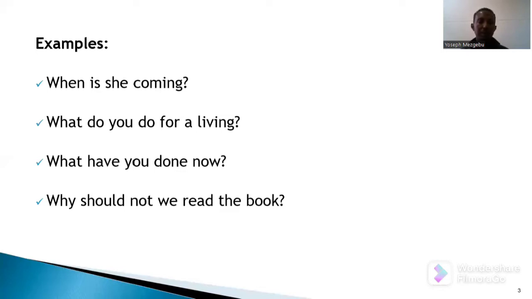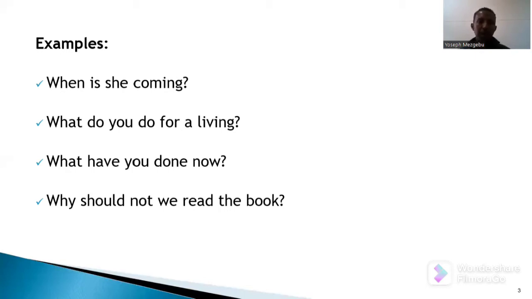For example, why shouldn't we read the book? Read is the main verb, whereas should is an auxiliary verb.